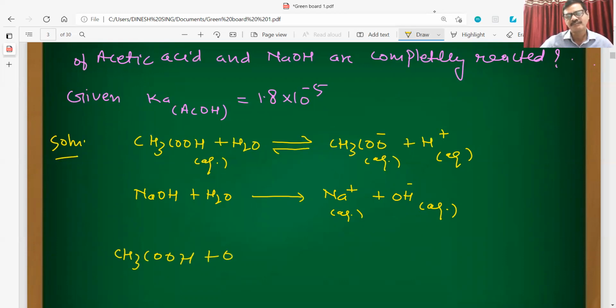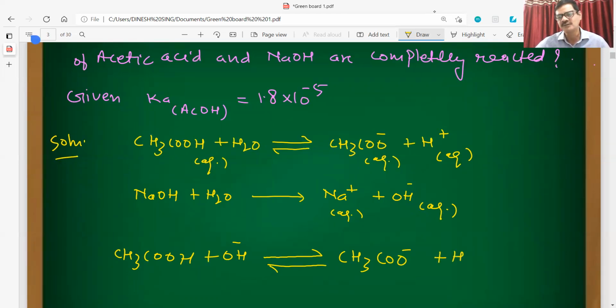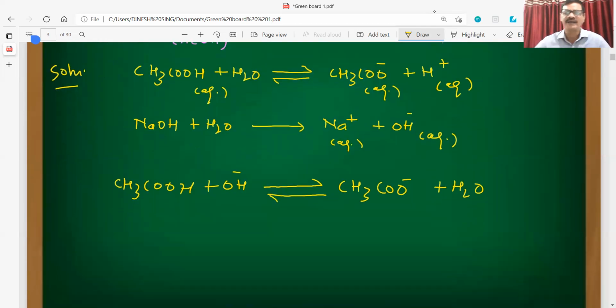CH3COOH plus OH minus. Here equilibrium will be there. Why equilibrium? Because this will be the hydrolysis equilibrium for acetate ions. That is H2O. This will be the reverse of the hydrolysis equilibrium of acetate ions, the conjugate base of acetic acid. So CH3COO minus is the conjugate base of acetic acid. So it is a what? Very strong base.